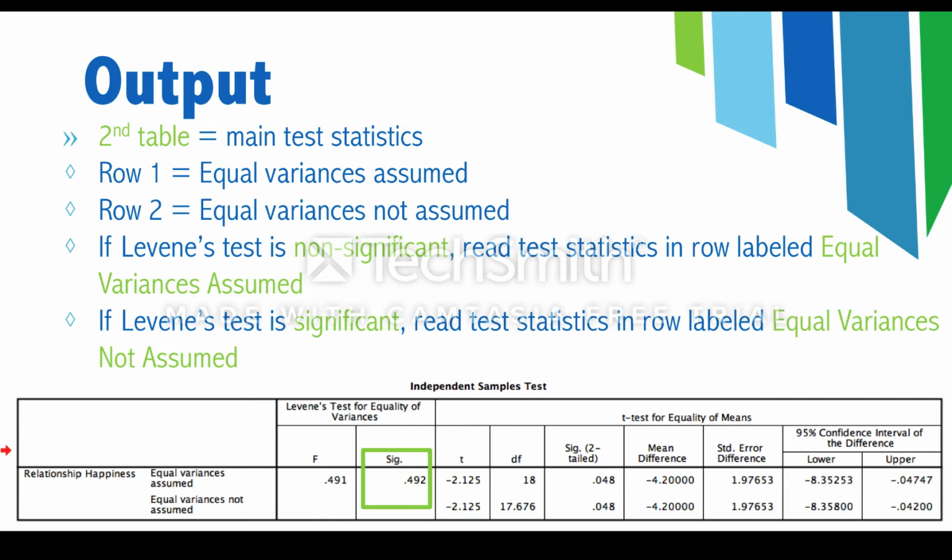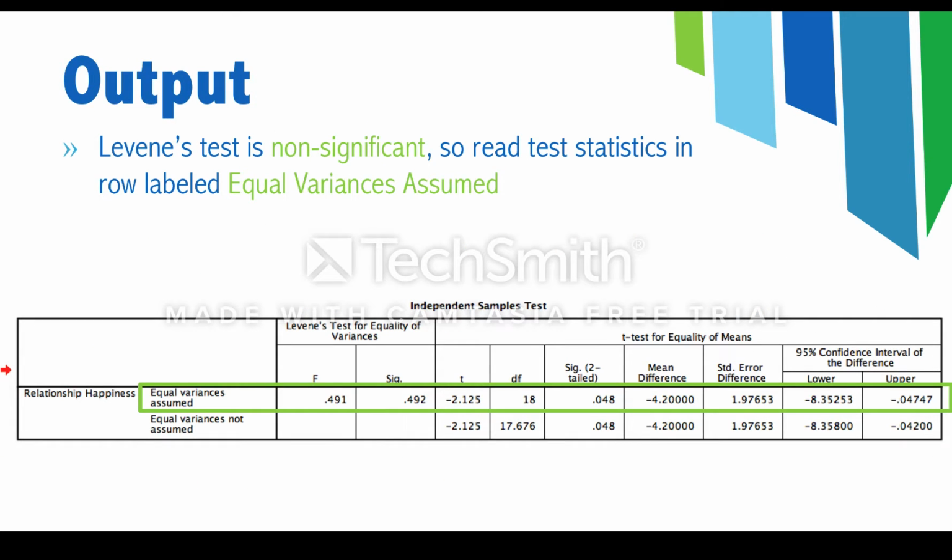This is exceptionally important to know because if it is non-significant, you have to read the test statistics in the row labeled equal variances assumed. And if your Levene's test is significant, then you have to read the test statistics in the row labeled equal variances not assumed. So our Levene's test is non-significant. So we need to read the test statistics in the row labeled equal variances assumed.